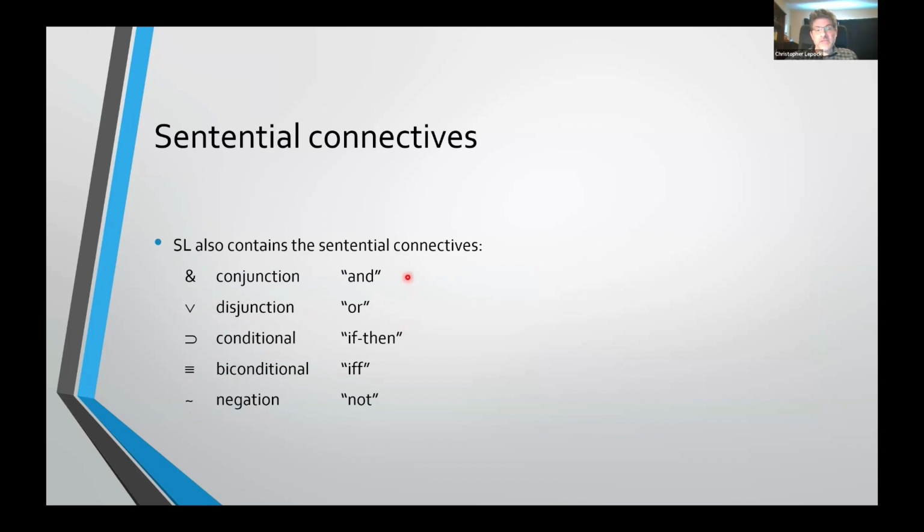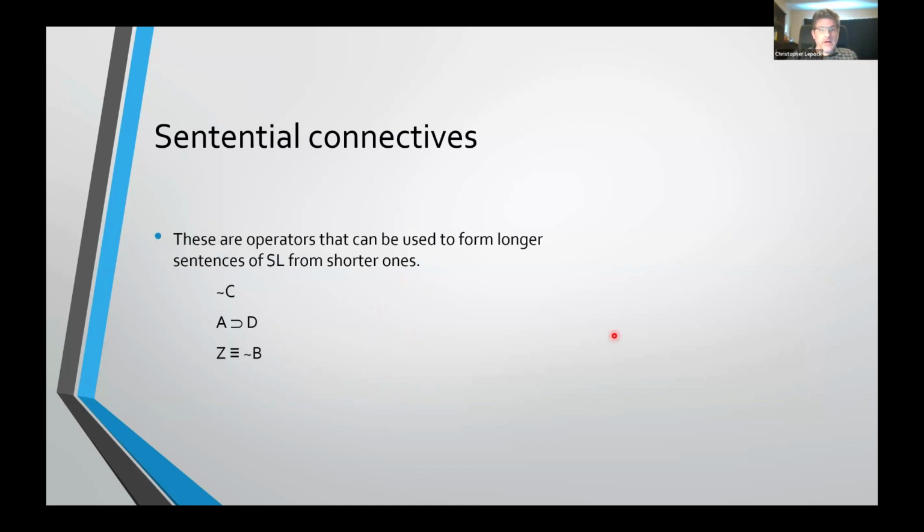Then you have the sentential connectives, and there are five of these: conjunction, disjunction, conditional, biconditional, negation. They stand roughly for and, or, if then, if and only if, and not. These are operators that you use to form longer sentences of SL out of shorter ones. So here, you have an atomic sentence, just a sentence letter, and you've made a longer sentence out of it by putting the symbol in front.